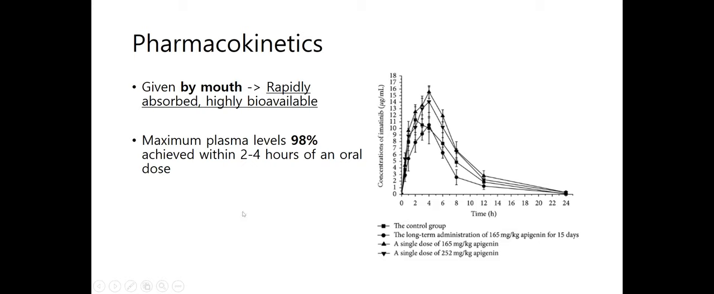Imatinib is given orally, and when given orally, it is rapidly absorbed and highly bioavailable. Bioavailability of imatinib is about 98%, and maximum plasma levels are achieved within 2 to 4 hours of an oral dose.